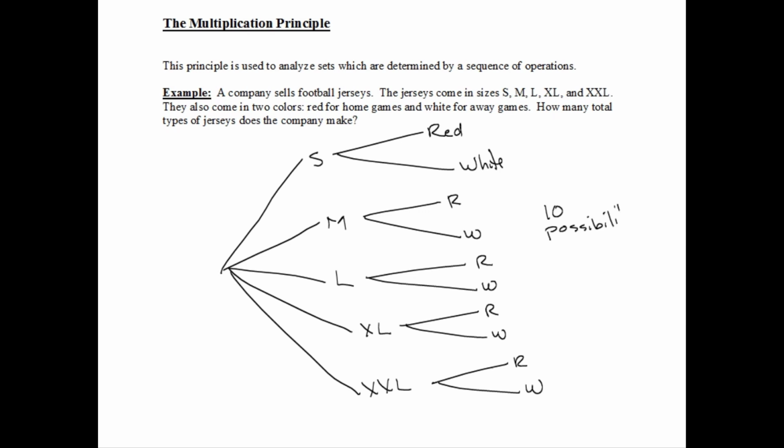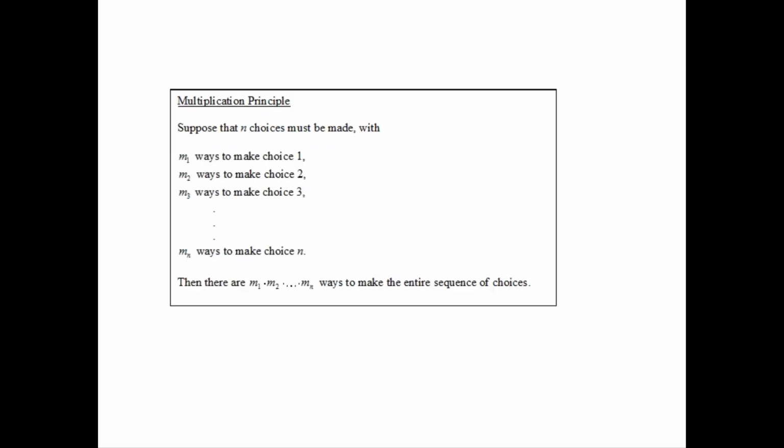This is fine when we only have 10, but what if they had 10 different sizes and 12 color schemes and 5 types of colors and some different choices for logos? We would not want to draw a tree for the whole thing. And that leads us to what we call the multiplication principle for counting.